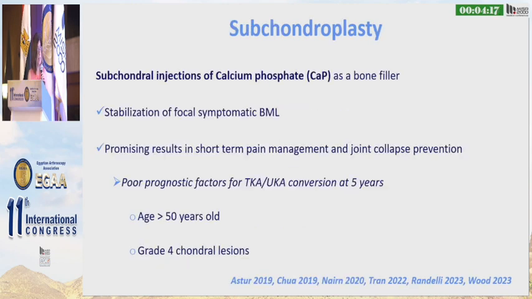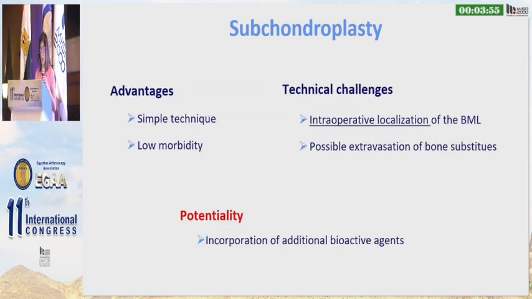The subchondroplasty, quite similar but different, because you basically inject calcium phosphate as a bone filler into the lesion. Apparently it stabilized the focal symptomatic marrow lesion. Clinical results were promising. Usually poor prognostic factors are age, and of course when you already have a sort of osteoarthritis.